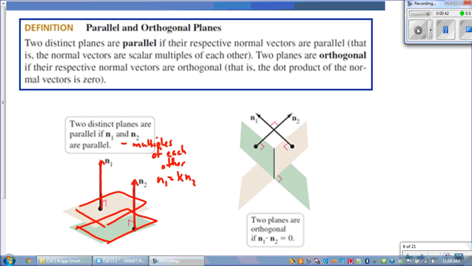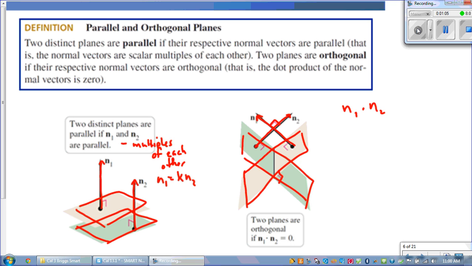Now look at two orthogonal planes. So we have two planes here that are orthogonal. They make a right angle with each other. Then if you look at their normal vectors, so we have a vector n2 and a vector n1. If the two planes are orthogonal, these two vectors will also be orthogonal. So n1 dotted with n2 must be 0. So two planes are orthogonal if their normal vectors are orthogonal, which means the dot product of the normal vectors will be 0.